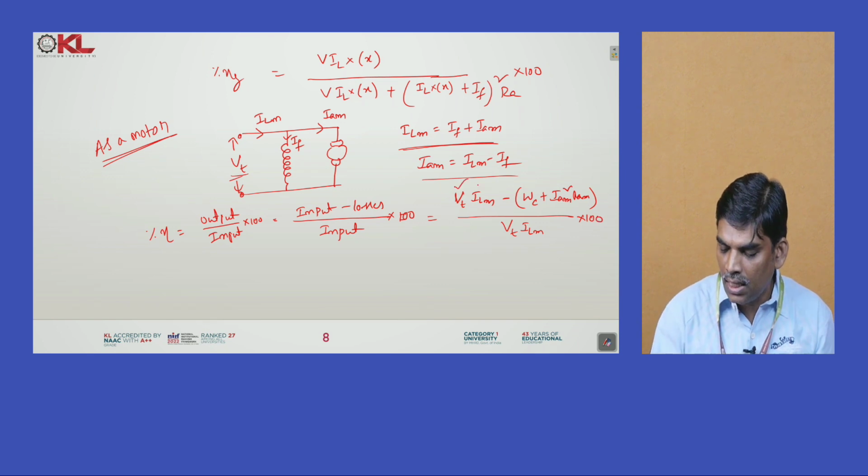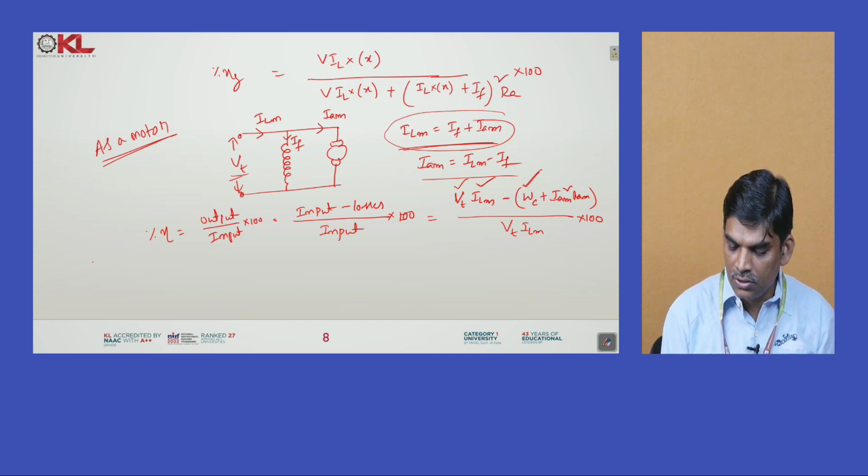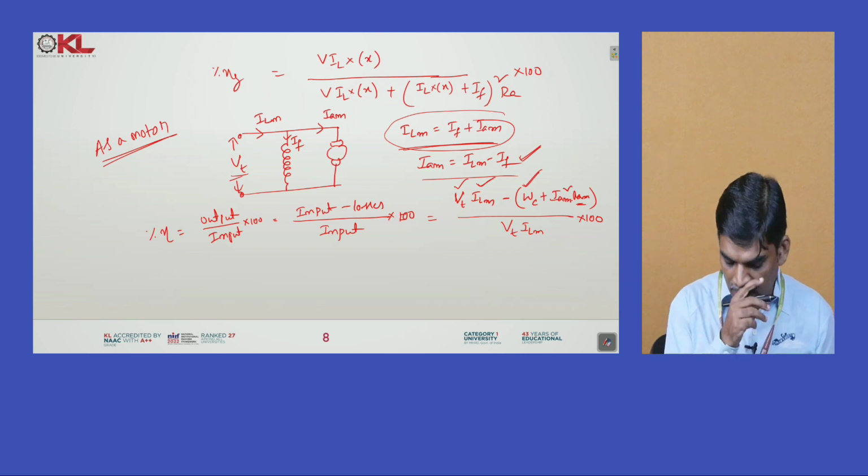Here VT and ILM are taken from the nameplate details. Every machine has its capacity, the voltage rating and the rated current, or it is measured from the HP or kilowatts. Sometimes watts are given, sometimes HP, and we convert and calculate the current value. WC is calculated from the no load test, and IA is calculated using the formula IAM is equal to ILM minus IF. We substitute the values, RAM is already obtained from the drop test, and then the efficiency is easily calculated.